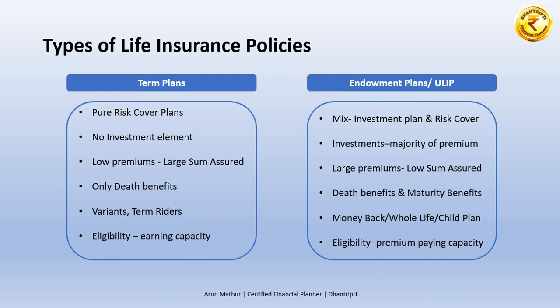Another point to mention here is that ULIP is also a type of endowment plan. The only difference here is that in a normal endowment plan, all the investments are made as per IRDA guidelines into debt securities which have very low risk. While in case of ULIP, whatever investment is done from the premium an insured person is paying goes into market related securities like shares and other bonds, which have a certain amount of risk associated with it. This is the only difference between endowment plans and ULIP.